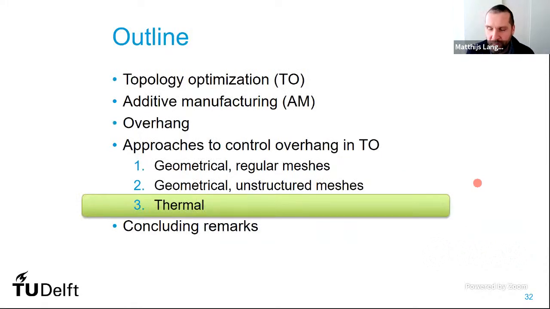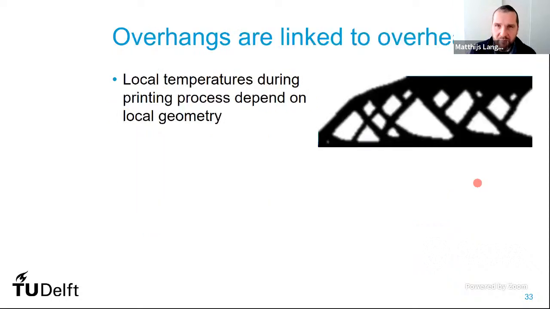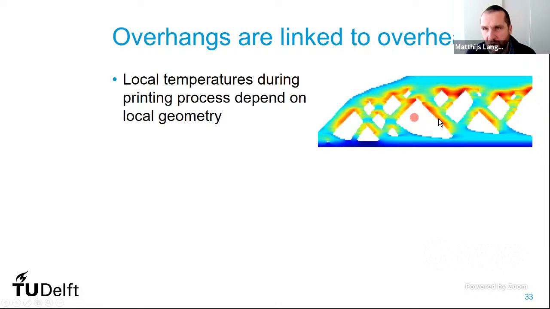Okay, that leaves me with some time to also show you something about the third approach, which is based on a physical simulation, a thermal simulation in this case. And that is based on the observation that overhangs and overheating often occur together. So this is not directly an overhang constraint, but we try to also prevent the physical problem of overheating during the printing process. If you do a thermal simulation of a certain part, you see that in the overhanging regions the high temperatures occur. This is the indication of the temperature field.